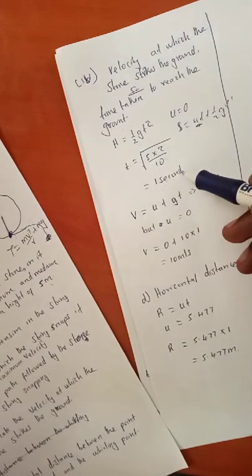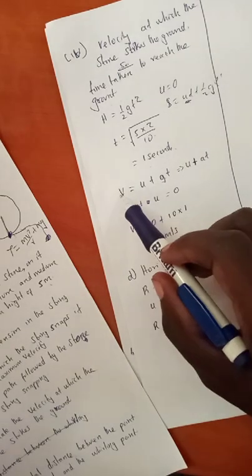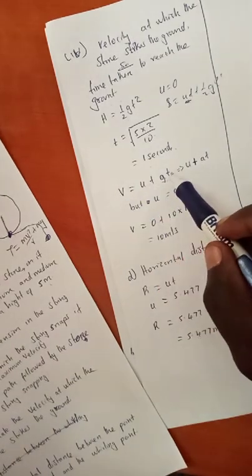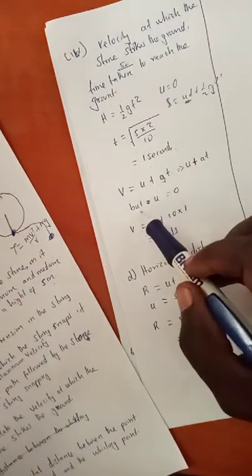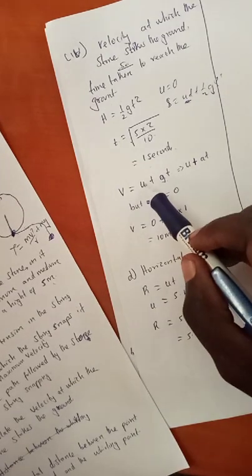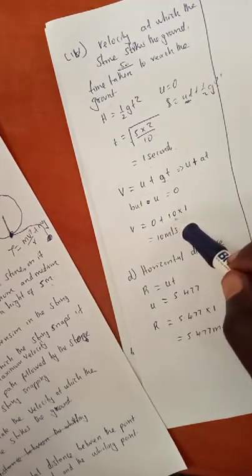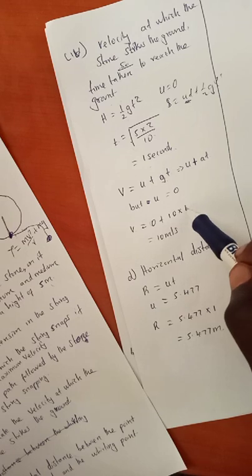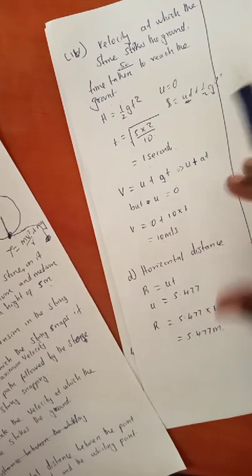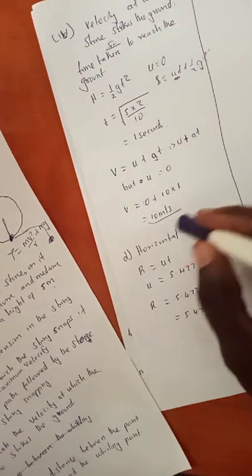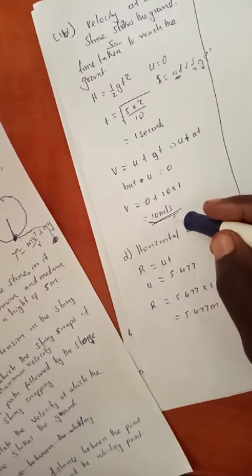So if t is 1 second, we now say that from v is equal to u plus gt, u is 0 from what you have seen here. Therefore, v is given as 0 plus 10 times 1. That means that v is 10 meters per second. So the striking velocity is 10 meters per second.